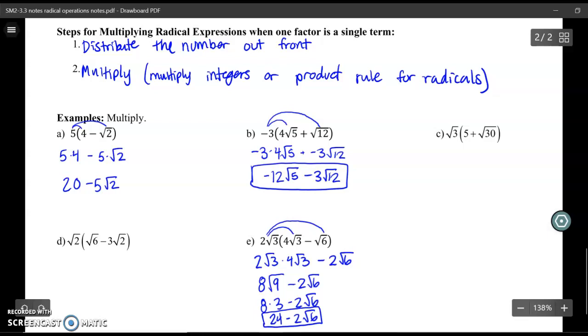So we went from this super nasty thing that we started with to a really nice and simple one at the very end. So that's kind of the benefit of doing these operations of adding, subtracting, and multiplying radicals, is you get something that's sometimes a lot easier to work with.